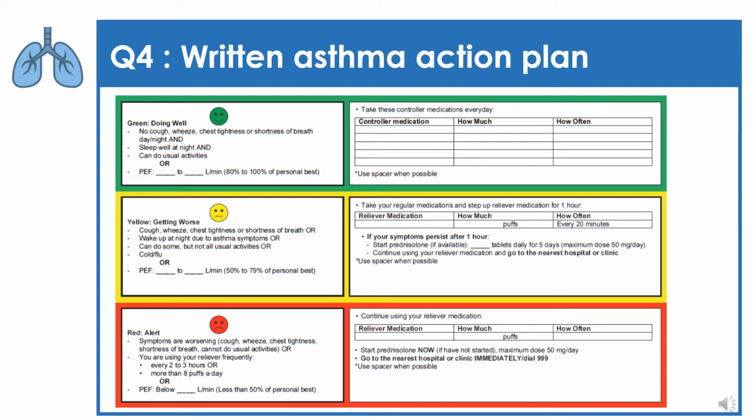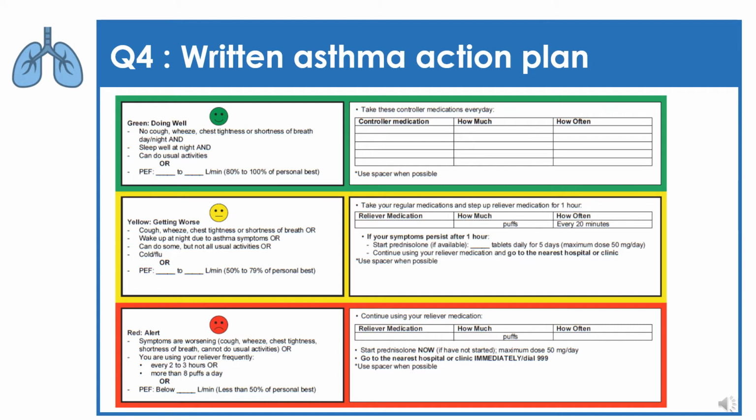She can also refer to the PEF value, which has dropped to 50 until 79% of her personal best PEF value. So in this zone, she needs to take her reliever medication, which is salbutamol, for 1 hour. If the symptoms persist after 1 hour, she needs to start prednisone tablets, which we usually give as 6 to 8 tablets per day for 5 days.